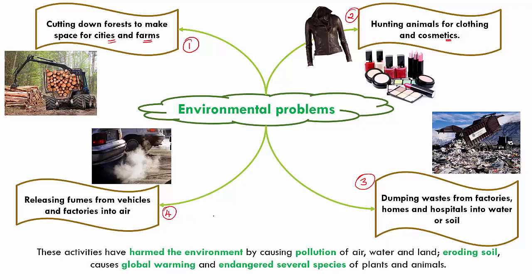Now, these activities have harmed the environment by causing pollution of the air, water and land. Not just that, they have also increased erosion of soil, and because of the fumes released by vehicles, we are causing global warming, and also endangering several species of plants and animals. You know that several species have been listed as likely to become extinct soon, right? That is all because of human activities.